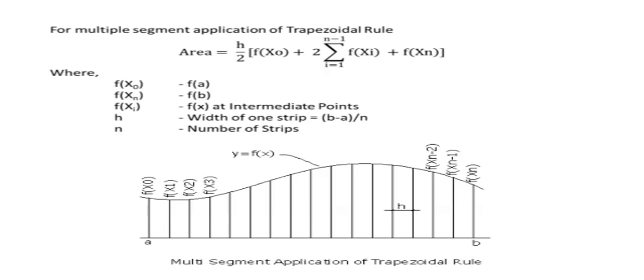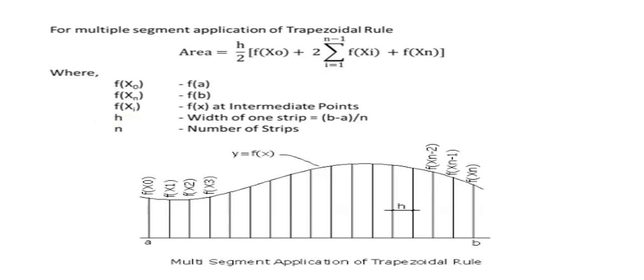So h by 2 into f(x0), where f(x0) is the value of y at x equal to a. So f(x0) is basically f(a). a and b are the limits of integration. So f(x0) is f(a), f(xn) is f(b), or the value of y at x equal to b. f(xi) are values of y at intermediate points.